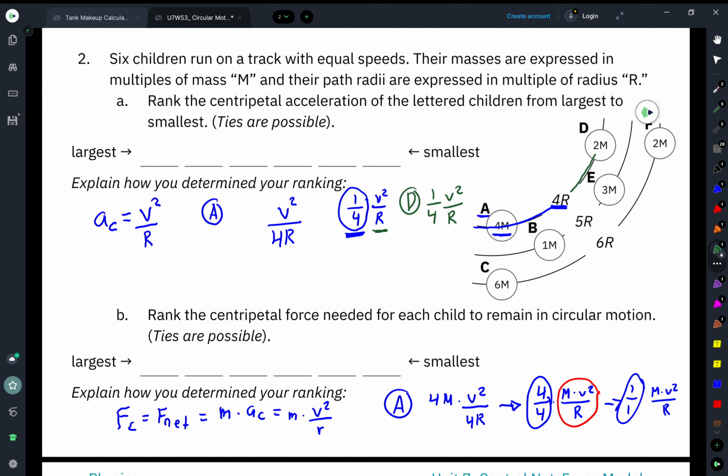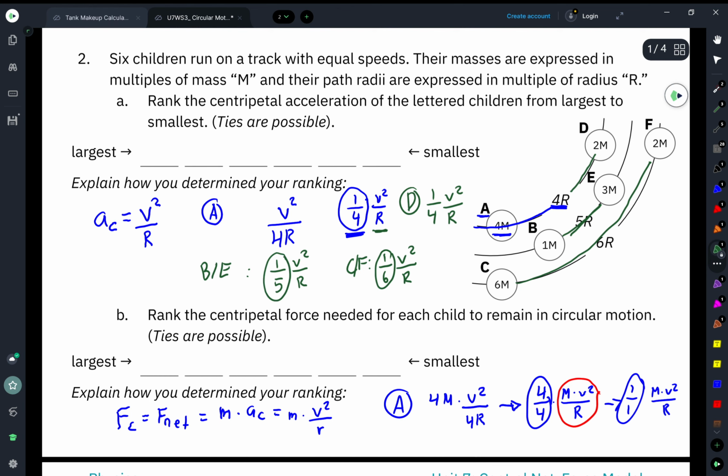For runners B and E, these are both on the 5r path. So both of these are going to have that prefix of 1/5. And then they still have the tangential velocity squared divided by the radius. And then C and F are both going to be on the 6r path. So for C and F, they are going to have that prefix of 1/6 tangential velocity squared divided by the radius. So at this point, we're just going to be focusing on the prefixes.